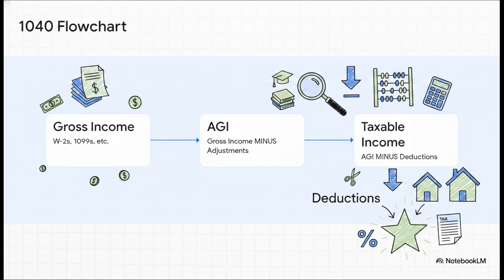Then comes Step 3, the software subtracts your deductions, either the standard deduction or your itemized deductions. And after all that whittling down, you finally arrive at taxable income. And guys, this is the magic number. Taxable income is the actual figure the IRS uses to calculate what you owe.